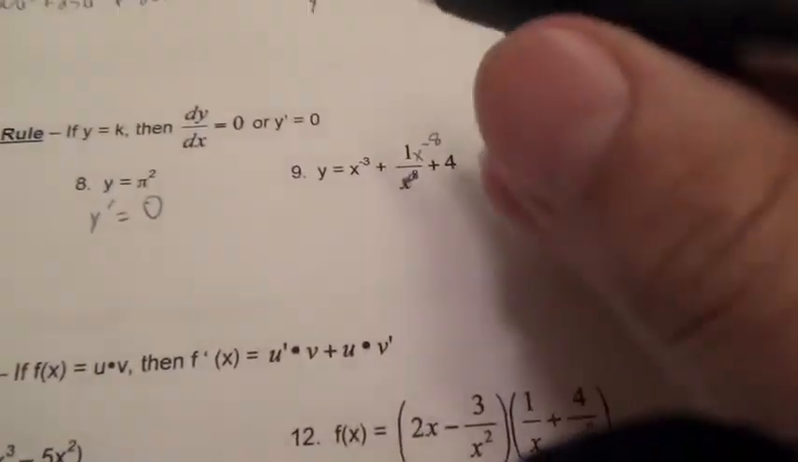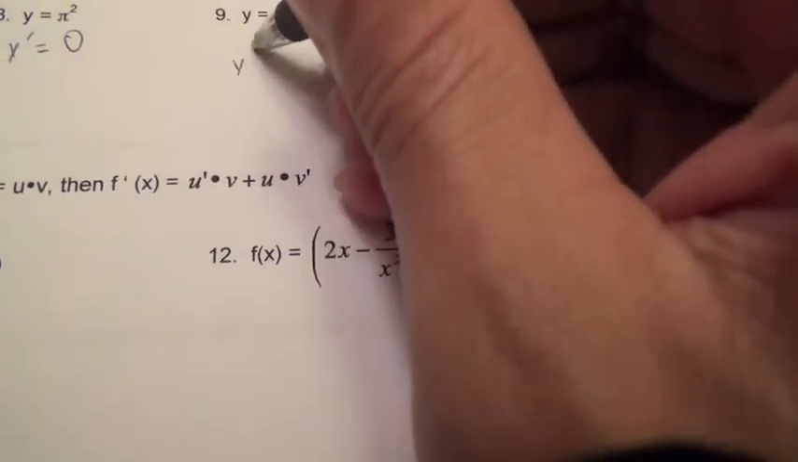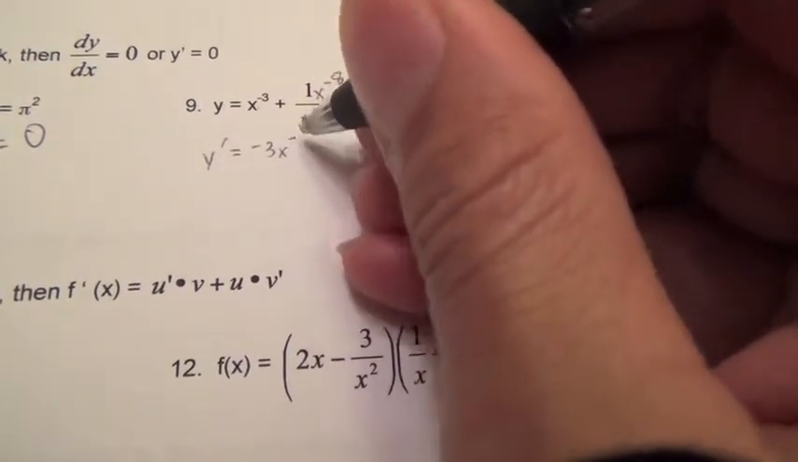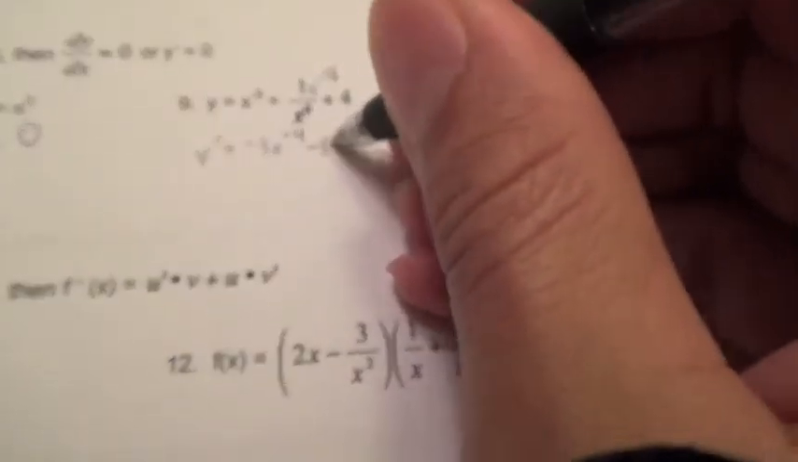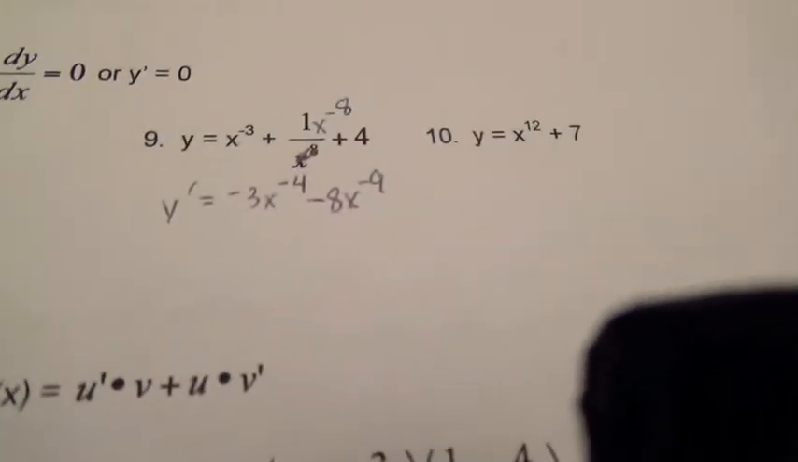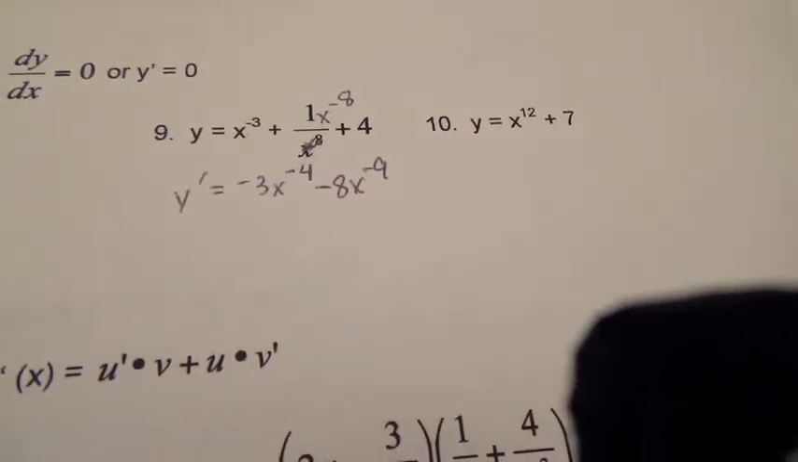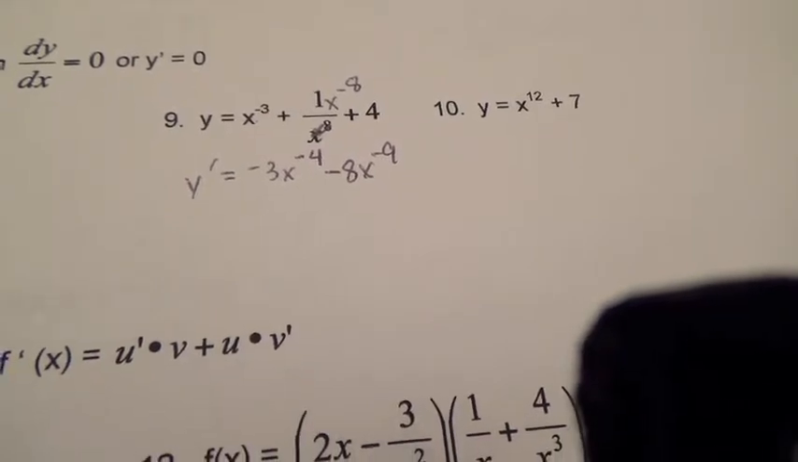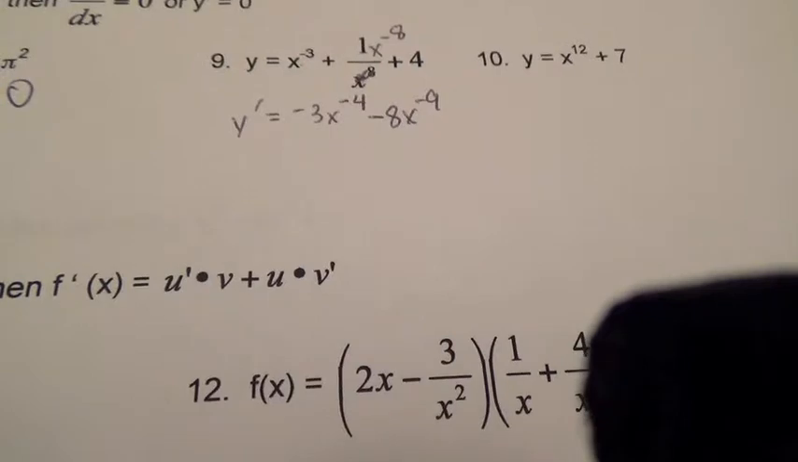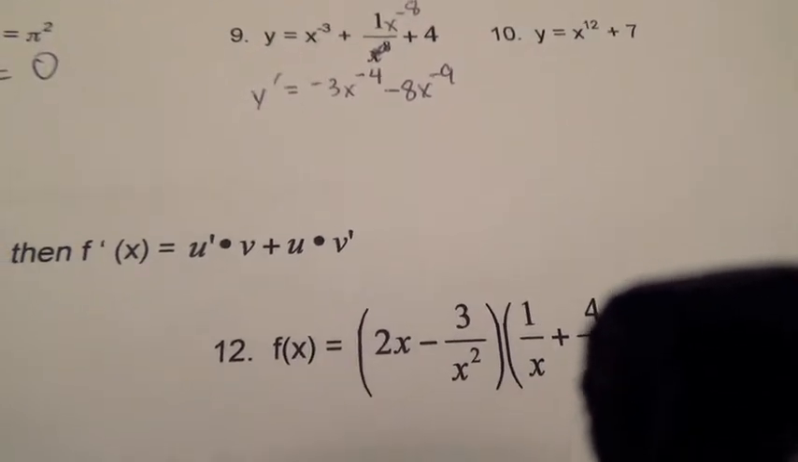So the first two are going to require the power rule. So you're going to get negative 3 x to a negative 4 minus 8 x to a negative 9, and then since that 4 is just hanging out at the end, it would drop out. The derivative of 4 would just be 0, so it would be gone. All right, and then 10, pretty simple. dy/dx would just equal 12x to the 11th, and then the 7 is going to drop out.